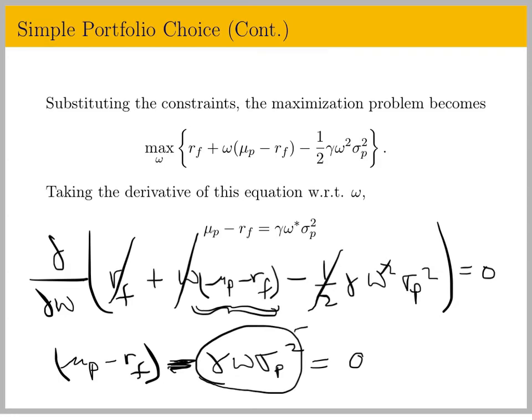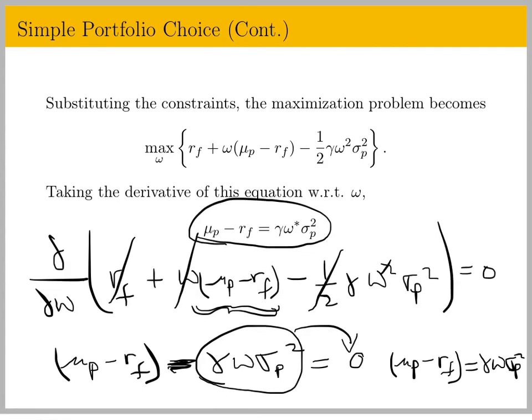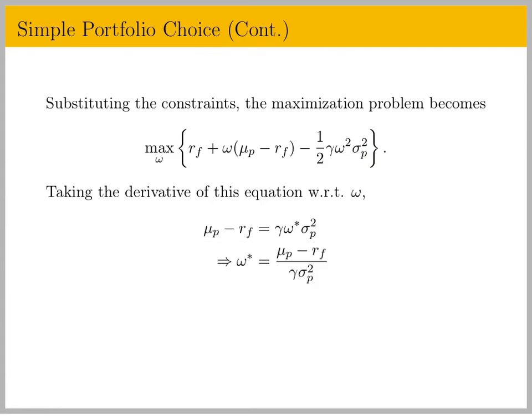Well, what can we do? We can take this over to this side, so that what we really have is that mu sub p minus RF is equal to gamma omega sigma p squared, which is exactly what is written right here. And I've written omega star just to dictate that this is not just any omega, but it is the omega which sets the derivative here equal to 0. That is, it is the omega which maximizes that objective function.